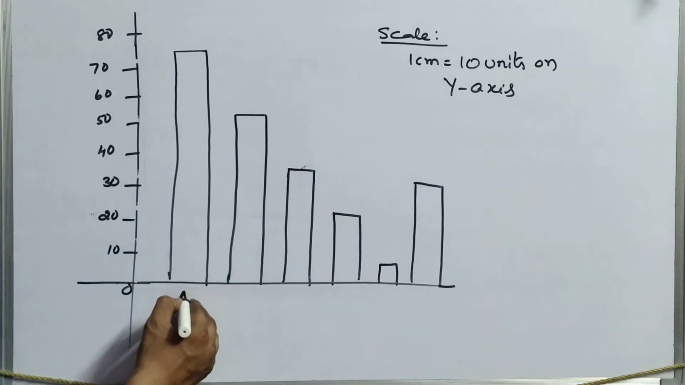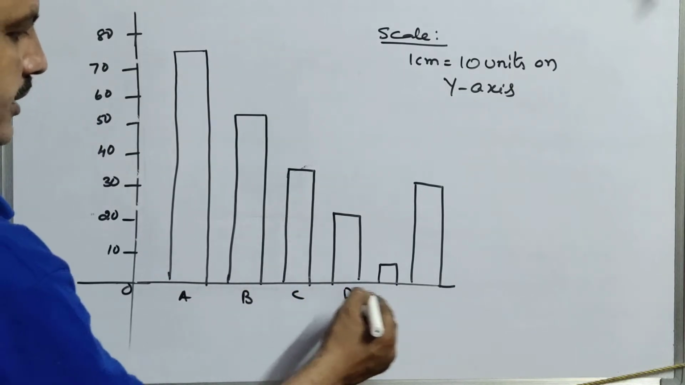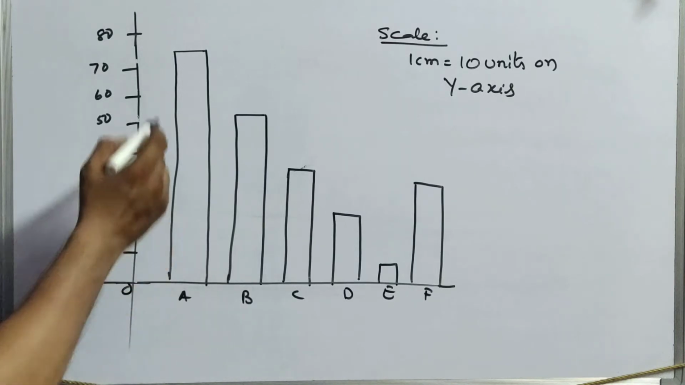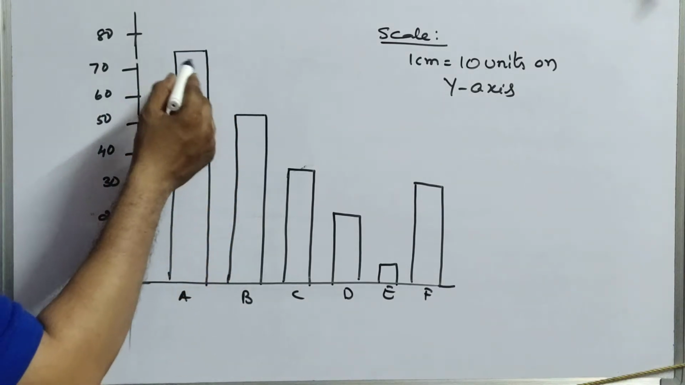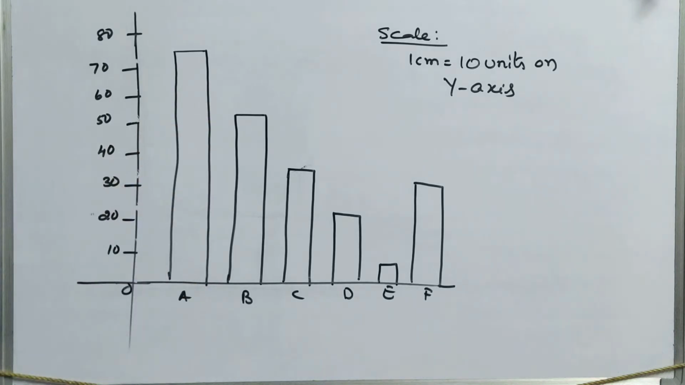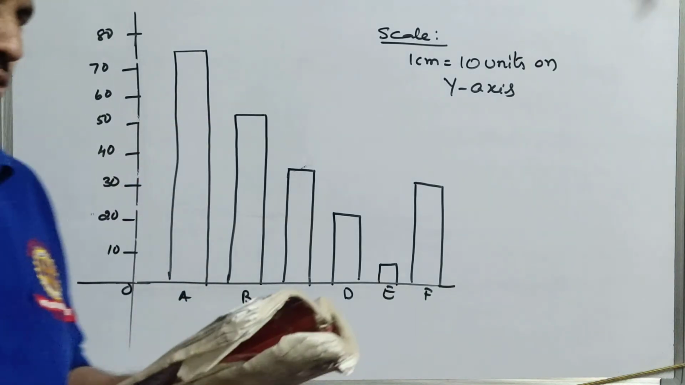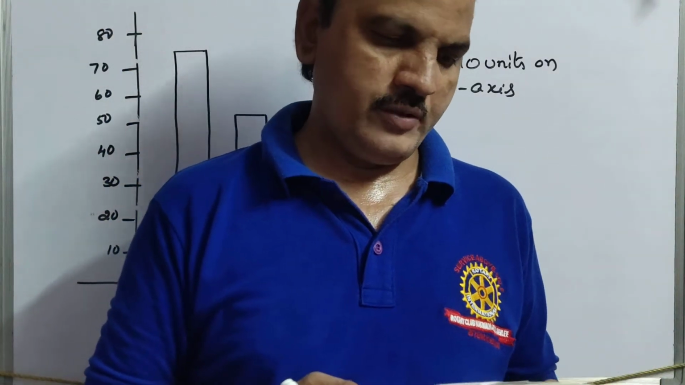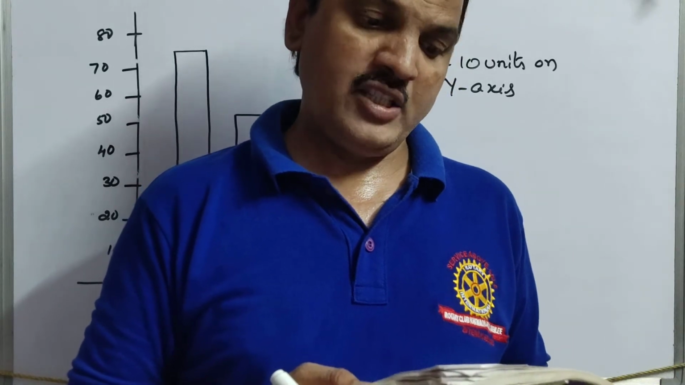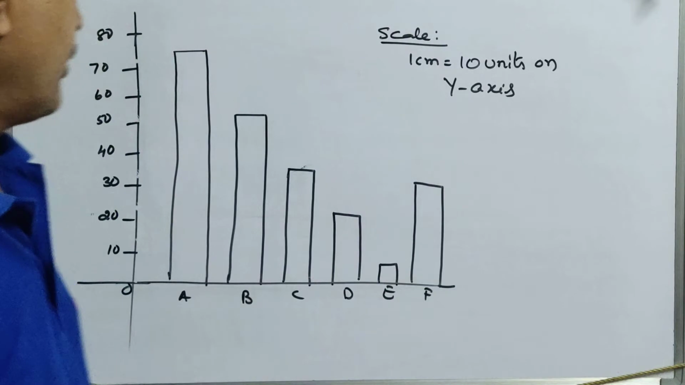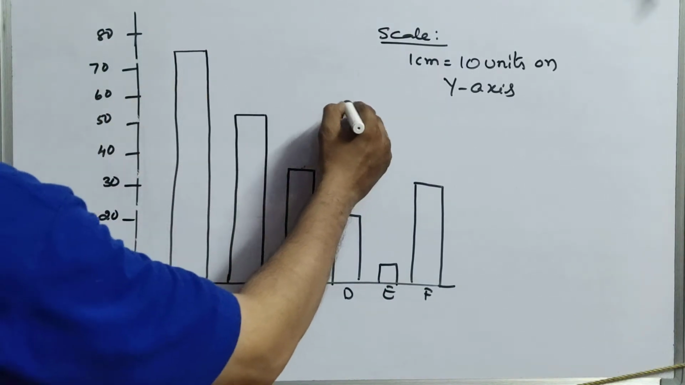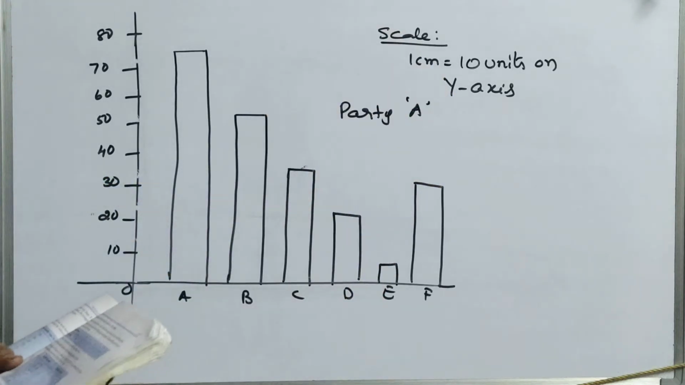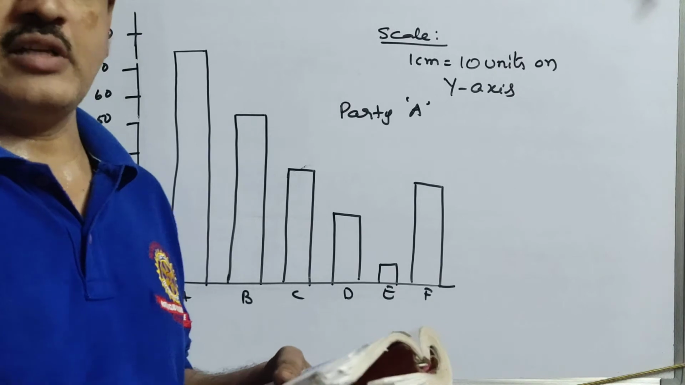You can write here A, B, C, D, E, F. Children, if you want to make your graph neater, we can color each rectangular box with different colors. So this is how to draw the bar graph. That is the first question over. Now coming to the second question, which political party won the maximum number of seats? If you observe clearly, party A won the maximum number of seats, that is 75. So the second solution is like that.